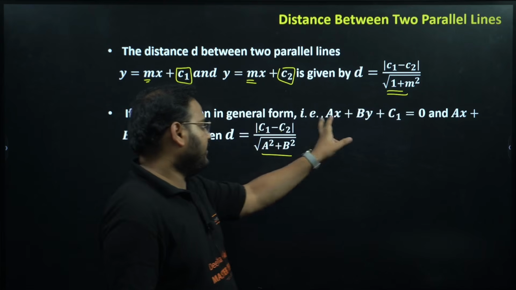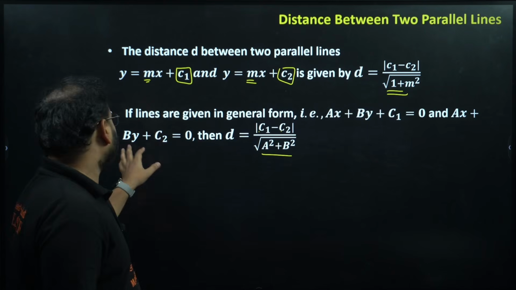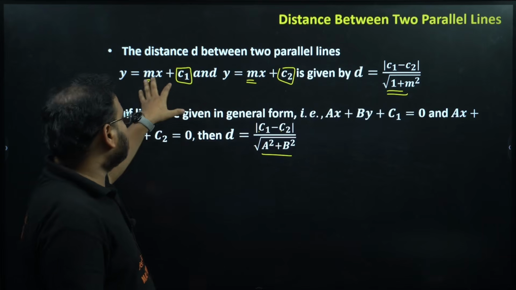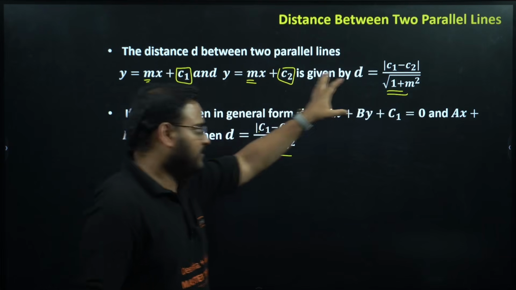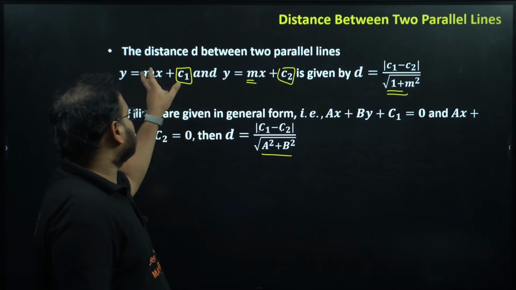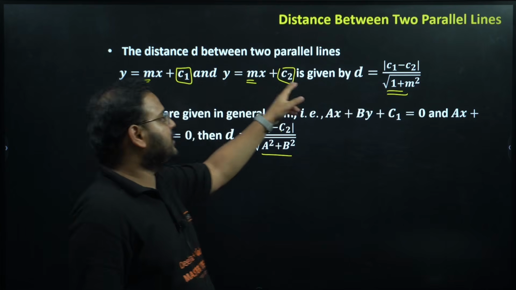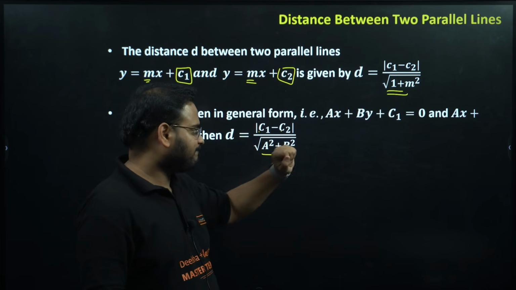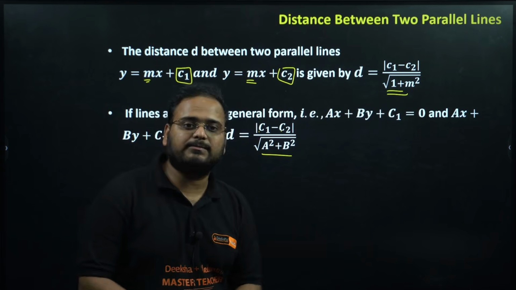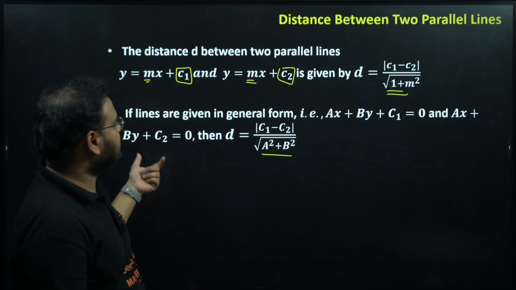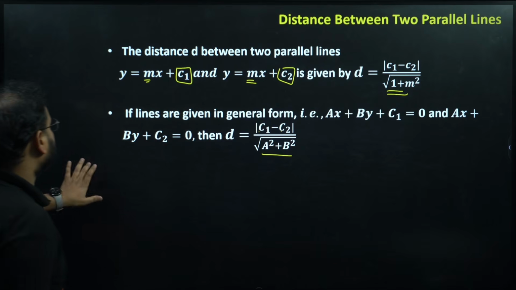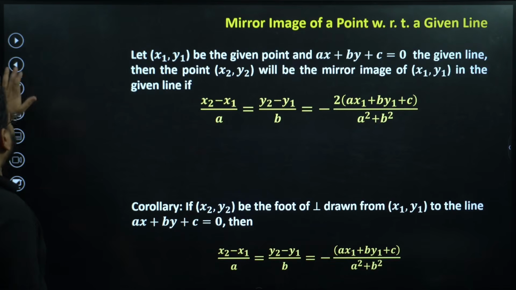The two different lines are given, ax plus by plus C1, ax plus by plus C2. Okay, if they're given in the general form. If they're given in the slope intercept form, mx plus C1, mx plus C2, you're going to use the earlier result directly. But if you have ax plus by plus C1 given, and ax plus by plus C2 given, this is the result we're going to use, okay? I hope this makes sense. This is clear, right?